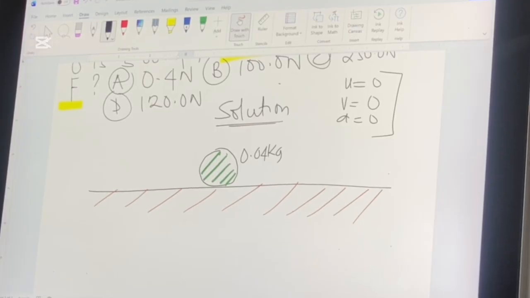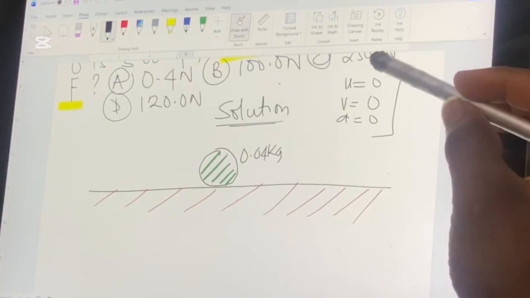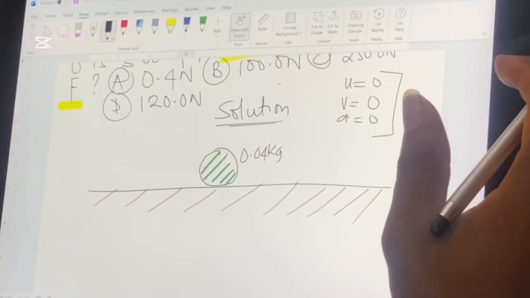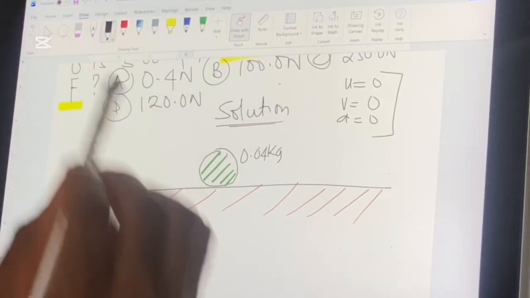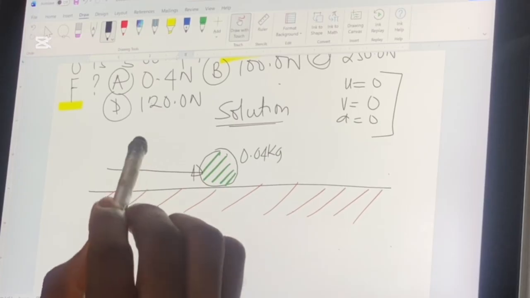Now, this statement has mathematical expressions or values. So when they say an object starts from rest, that means u is equal to 0. An object comes to rest, that means v is equal to 0. An object moves with a constant or uniform velocity, that word constant and uniform is the same, please take note, it means that a is equal to 0. Please take note of this.